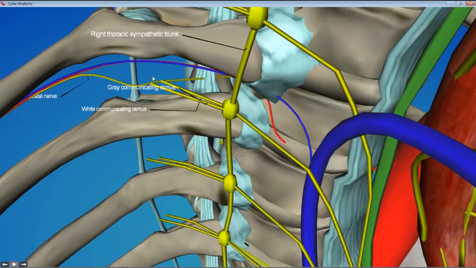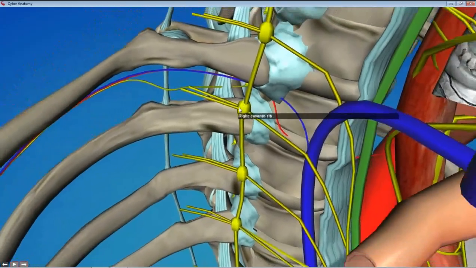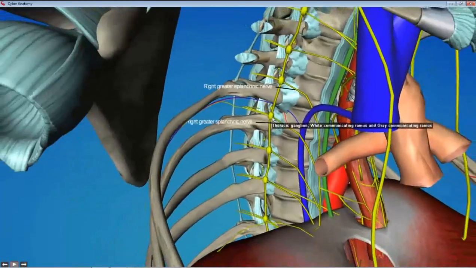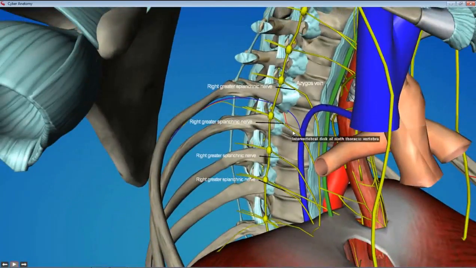Then the last objective in this part of the dissection will be to look at the chain ganglia and try and find branches that are emerging and branching medially and anteriorly from the chain. These are going down to innervate abdominal organs with sympathetic innervations, the splanchnic nerves. In this region, you'll most likely only be able to find greater splanchnic in the T5 through T9 levels. So that is the only one we're going to try and find.